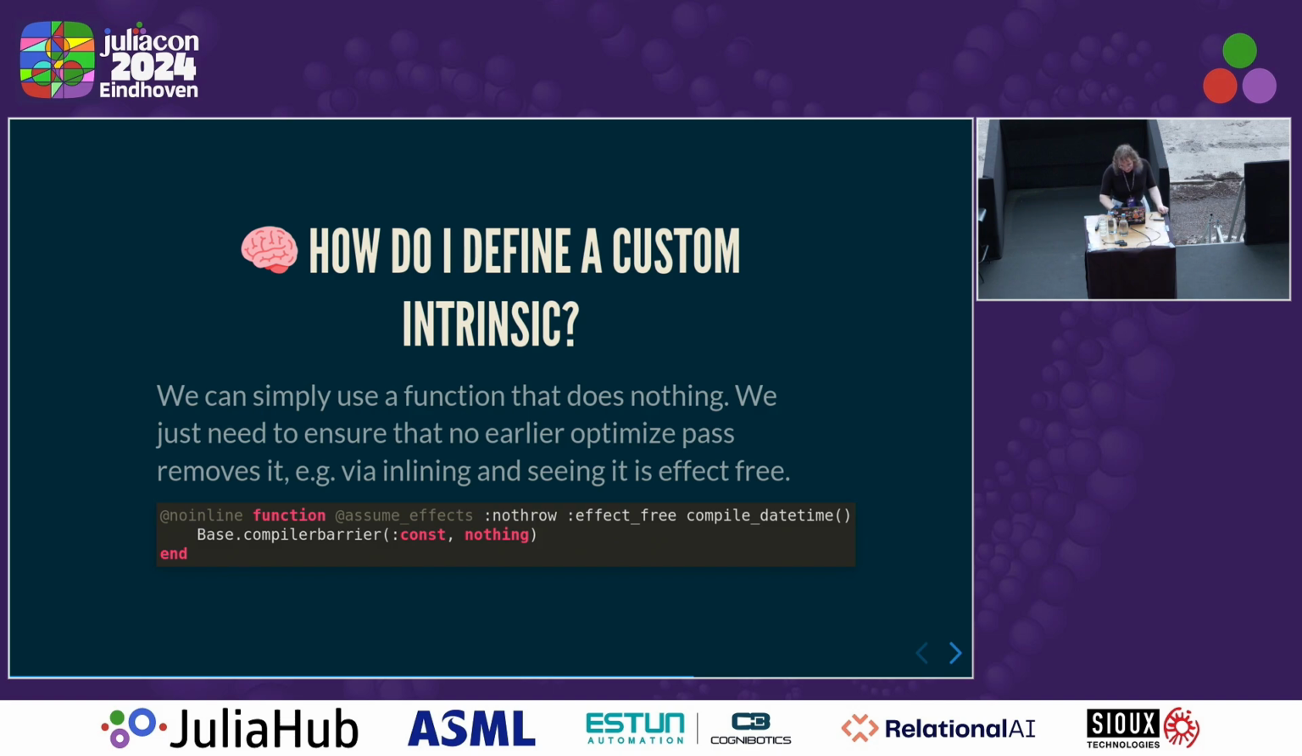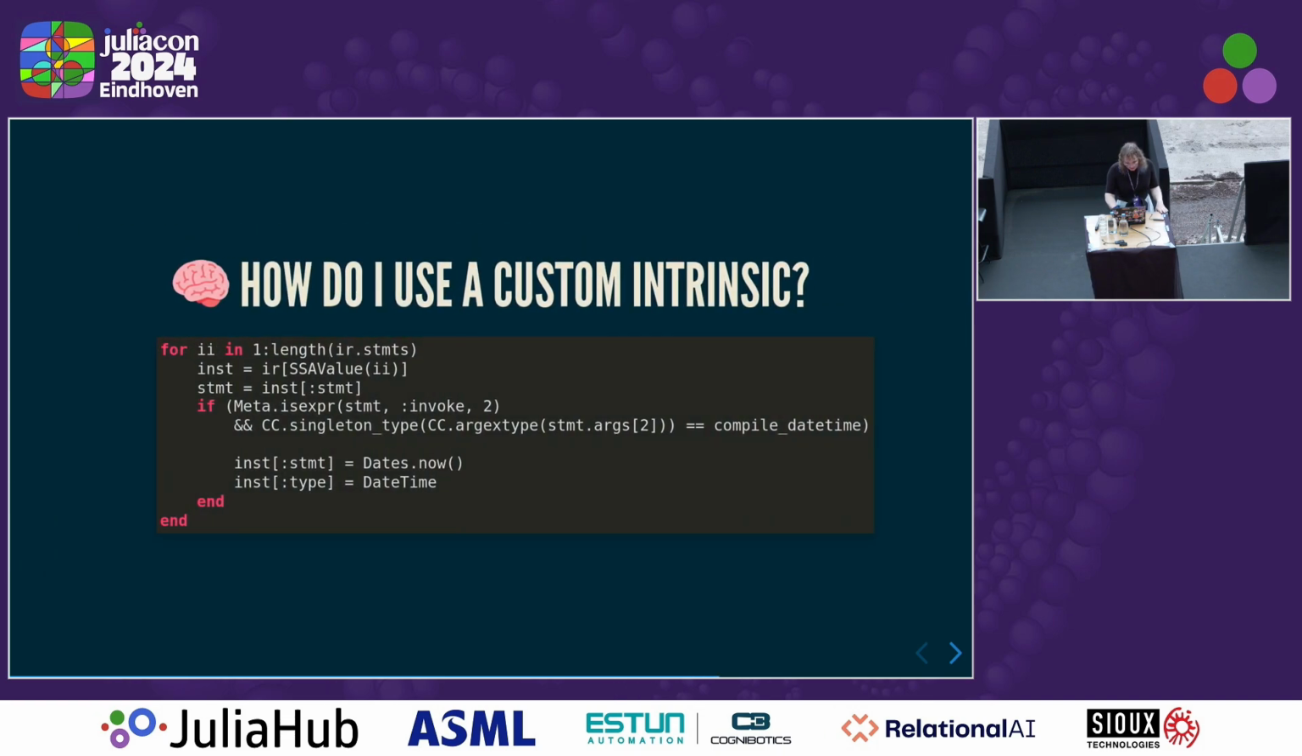The other thing you do is declare its effects manually using assume effects. You could also insert these effects later in post-processing, but generally we want to just do this here, and then we can update it with whatever we replace it with. Here I've added nothrow and effect-free, which is generally true for most things I've seen custom intrinsics used for. To show you how you use this.